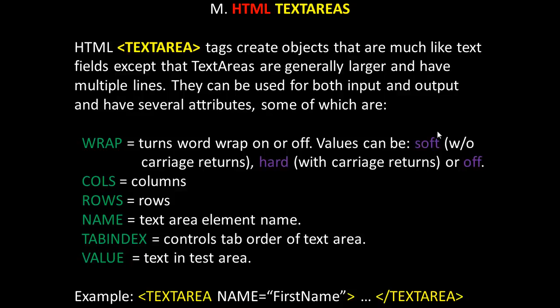Cols, which specifies the columns, rows, which is the rows, name, which is the text area element name, often useful with JavaScript and cascading style sheets, tab index, which controls the tab order of the text area, and value, which is the text in the text area. Here's an example of a text area tag.